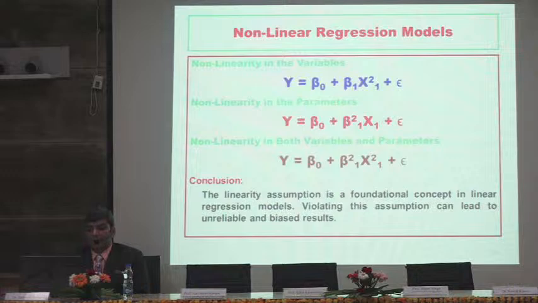Non-linearity in both variables and parameters. In next model we have y is equal to beta naught plus beta 1 power 2 x1 power 2 plus another term. So this model is non-linear in both variable as well as parameters. Beta 1 is parameter, beta naught is parameter, and x is our variable. So if power is 1, then we say the relationship is linear. If power is more than 1, then we say relationship is non-linear.